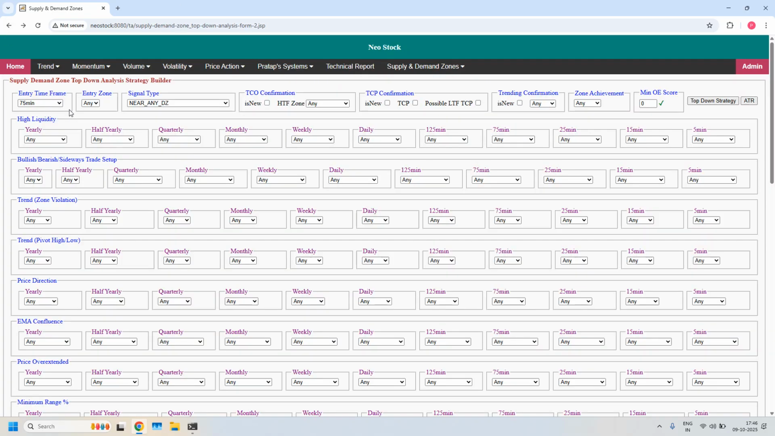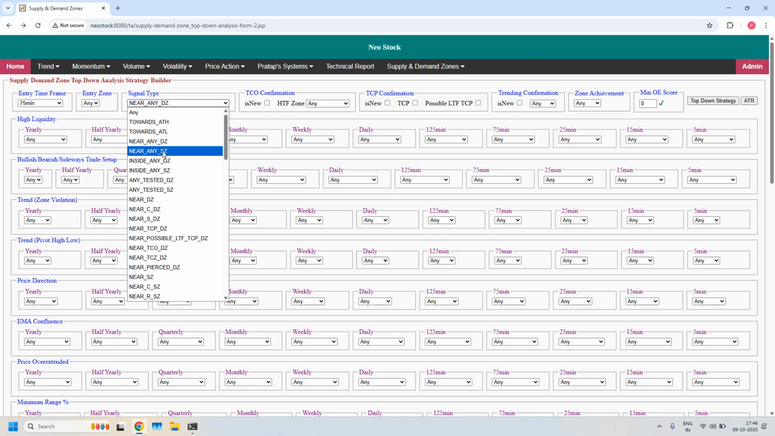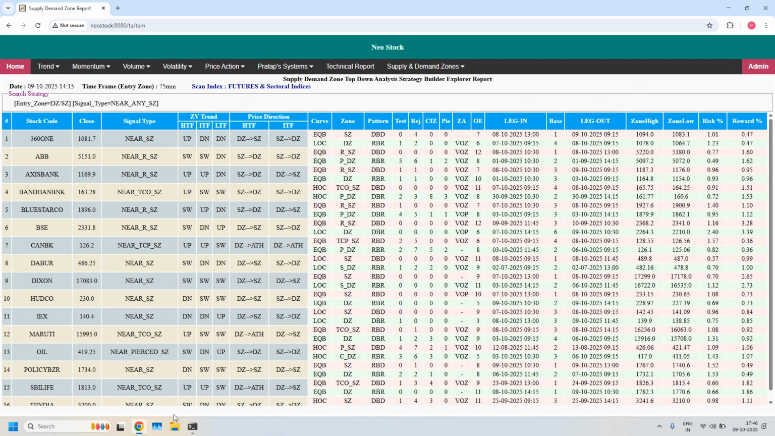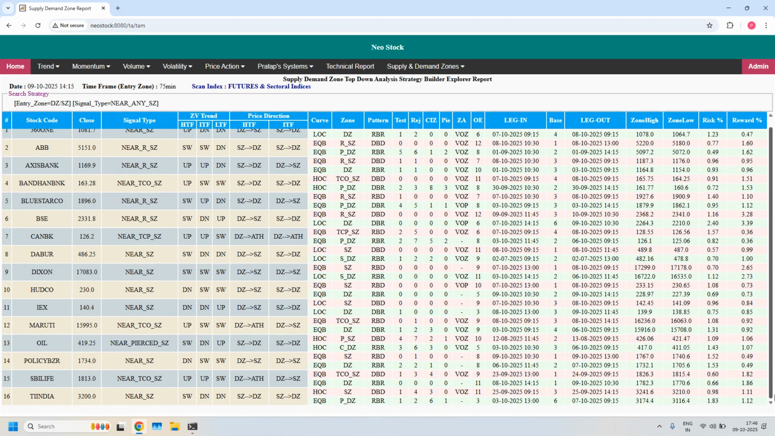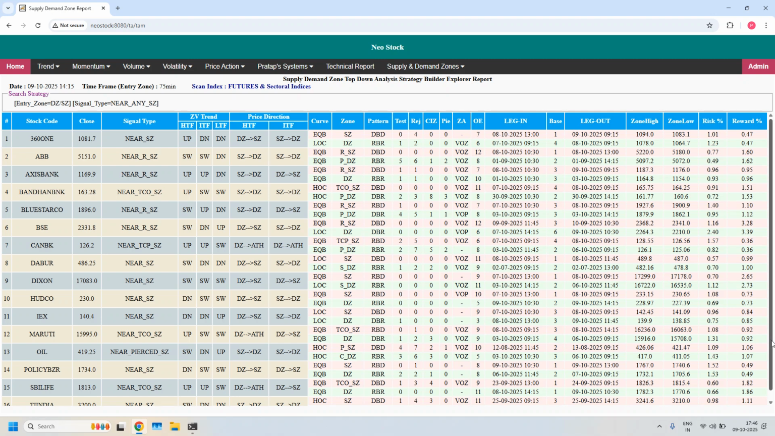Next, for 75 minutes time frame, stocks near the 75 minute supply zone, we got 16 stocks. Let us identify 75 minutes high liquidity supply zones from this list. ABB is having a 75 minutes high liquidity supply zone. Axis Bank is having a high liquidity supply zone.